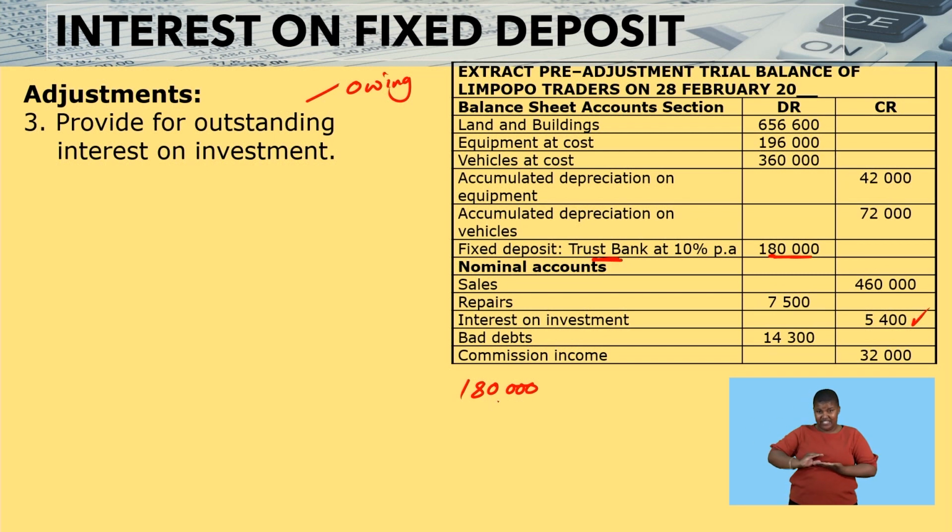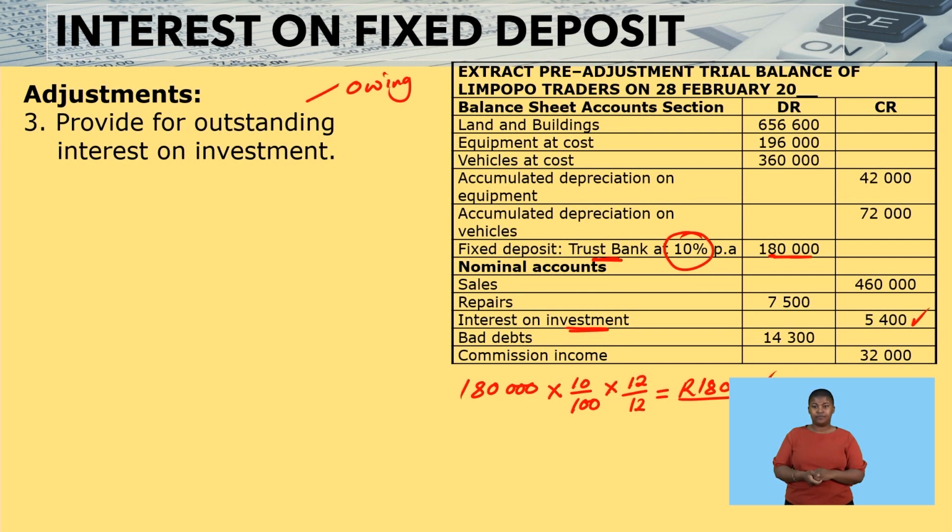And on this investment, I must get a return on it, which is the interest on investment. I must get the interest on investment, and the rate is at 10%. So I'll come and say multiply by 10 over 100. And the investment was there for the entire year, so multiply by 12 over 12. How much is the interest that I'm supposed to get for the financial year? You get 18,000.